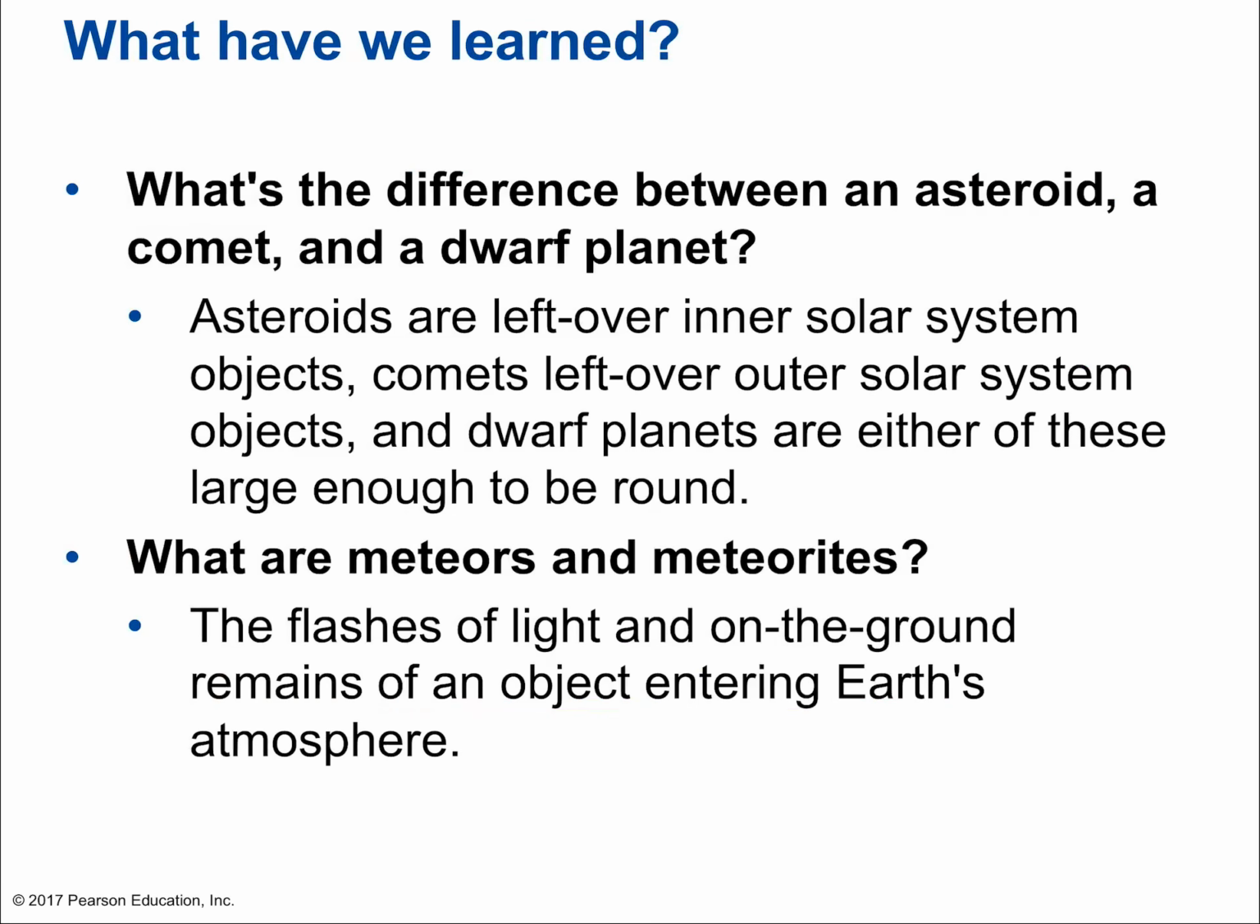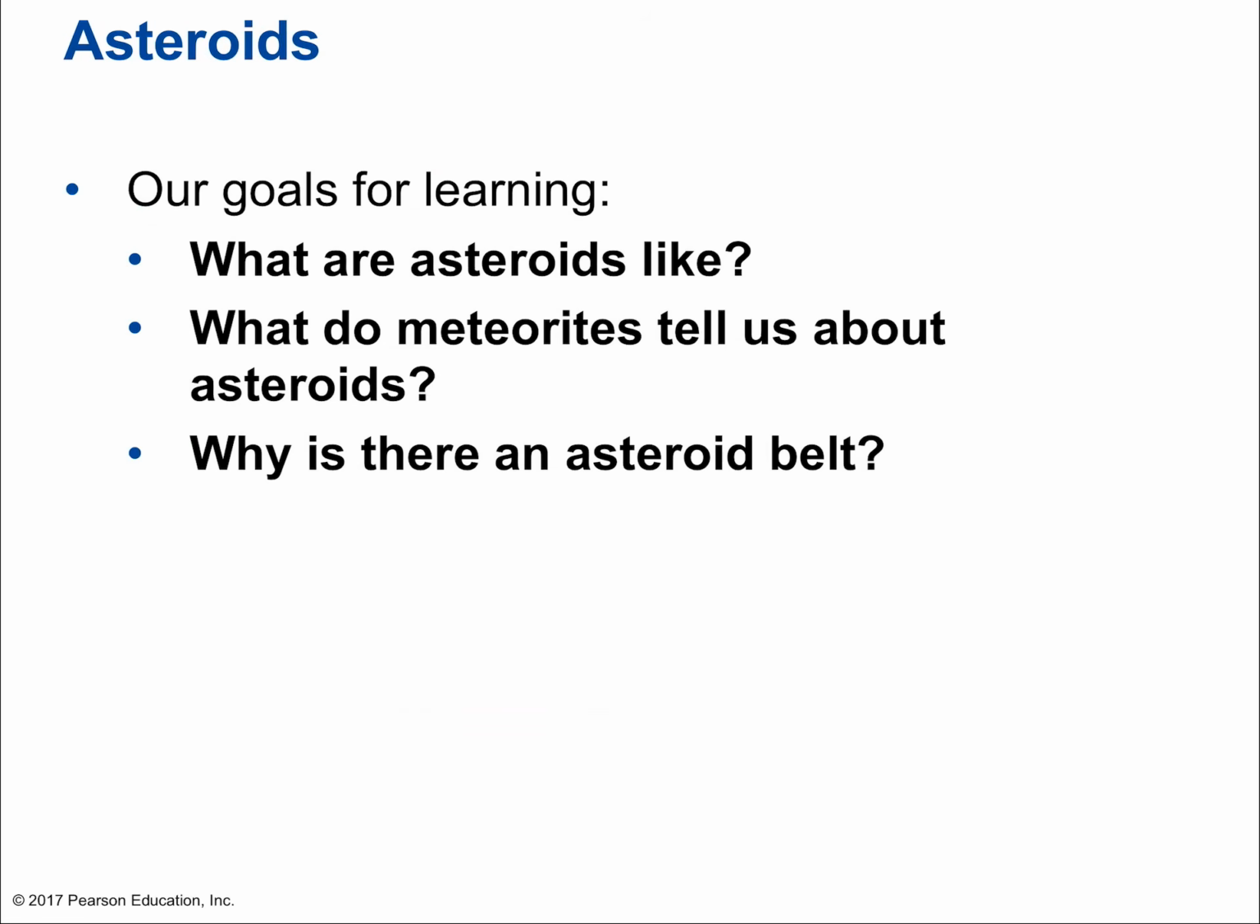So what's the difference between an asteroid, a comet, and a dwarf planet? Asteroids are leftover inner solar system objects. Comets are leftover outer solar system objects. Frost line, right? One's inside the frost line, the other outside the frost line. Make sure you know which is which. Dwarf planets are either of these, but they're large enough to be round. It's a great way to describe it. So what are meteors and meteorites? They're the flashes of light in the sky and the remnants of objects entering Earth's atmosphere.